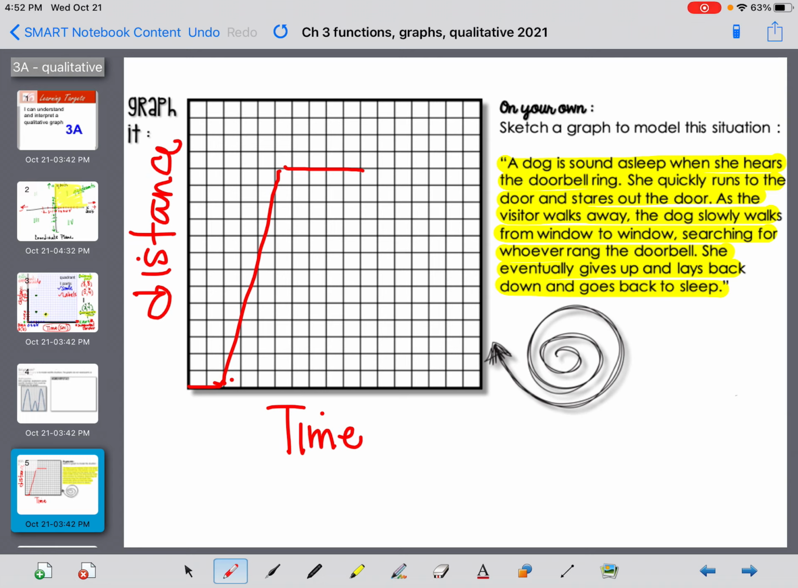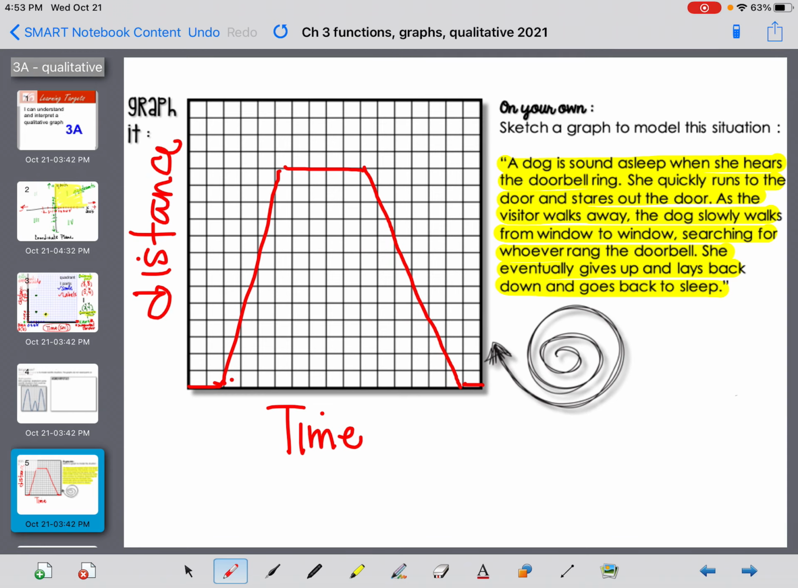And then finally she gives up, and maybe she just slowly walks back to her bed, and then eventually she gets to her bed and goes back to sleep, right? And so my graph for my distance over time is something like this, right? Where she ran out to the door, then stayed away from her dog bed, and then slowly came back to her dog bed and laid back down again.